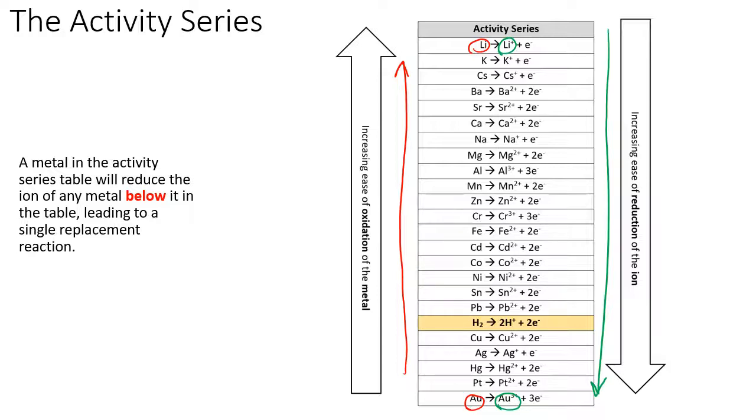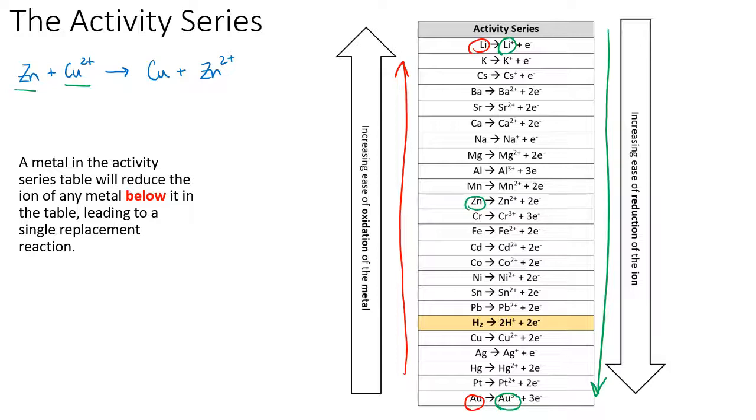So we have to consider 2 things. We have to consider the metal on the left-hand side of the arrow, and we have to consider the ion on the right-hand side of the arrow. These 2 things will tell us if a single replacement reaction will take place. For example, on the last slide, we saw the reaction between zinc and copper 2 plus ions in solution, and that formed solid copper, and it made the zinc oxidize into zinc 2 plus ions in solution. If we locate our zinc and our copper ions on this activity series, we can predict why that reaction took place.